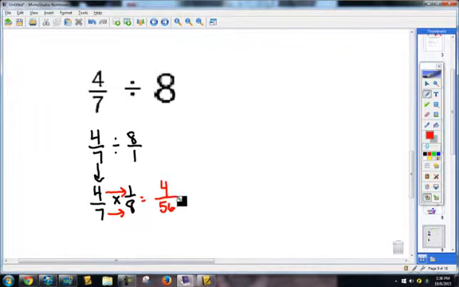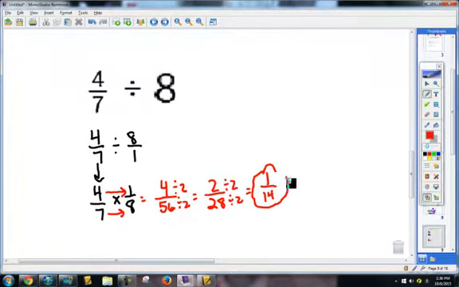4/56. Okay? And I know that they're both even, so I can divide by 2. Divide by 2. That's going to give me 2/28. They're still even, so I can divide out another 2. And that's going to give me 1/14. Okay? So it doesn't matter whether you divide by 2 and divide by 2, or if you would have divided out a 4 here and made this 1 and made this 2, you still get the same exact answer regardless.